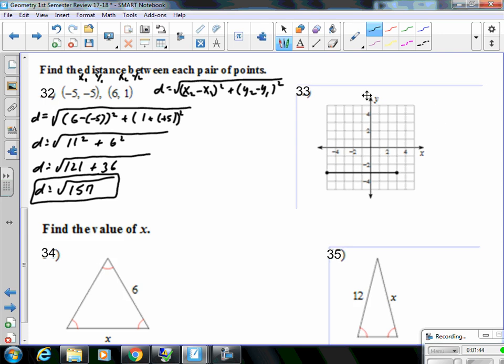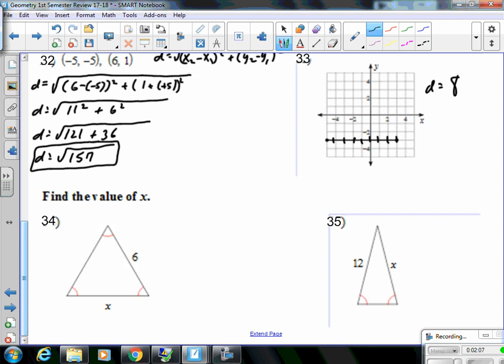So leave it there. All right, so then the next one is actually pretty simple because we're finding the distance between these 2 points, but it's a horizontal line, so really you can just count, right? 1, 2, 3, 4, 5, 6, 7, 8. Distance equals 8 on that one.